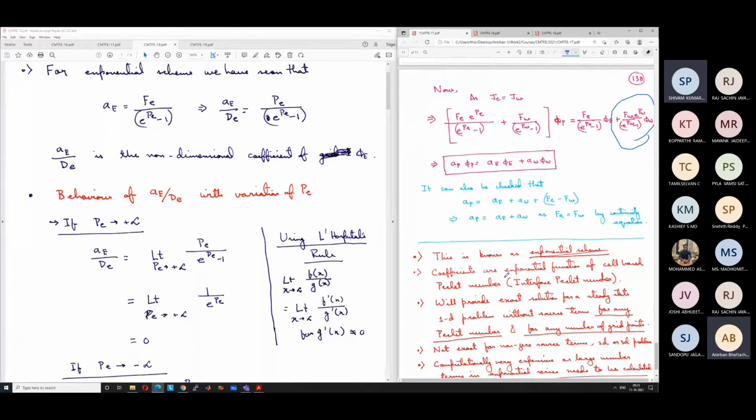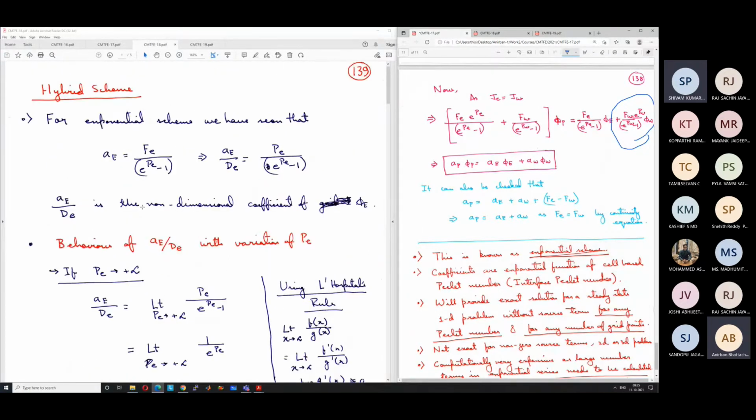Because if the flow rate is very high, what do you expect the coefficient to be? If the flow rate is very high, what should be the coefficient of phi e? What do you expect from common sense, if P is very high, without going into mathematics?